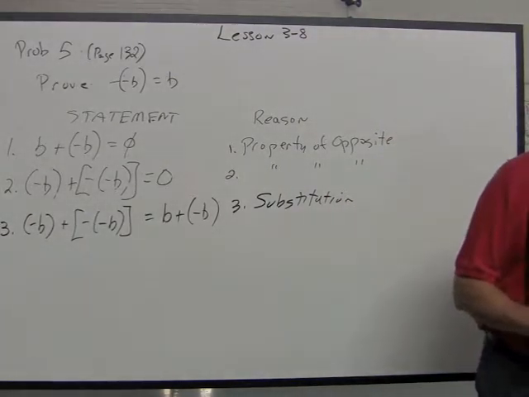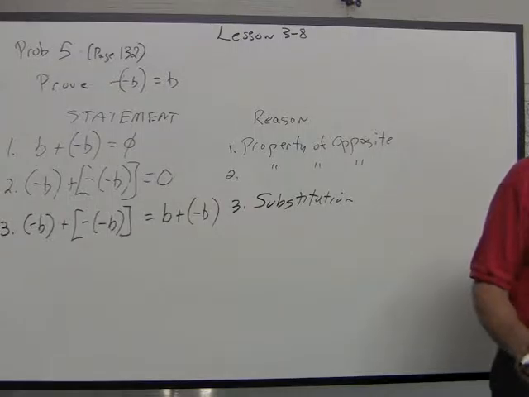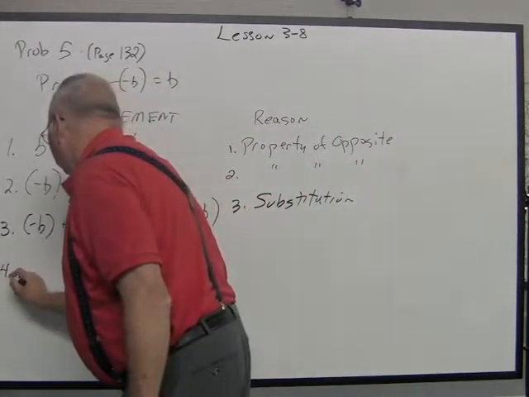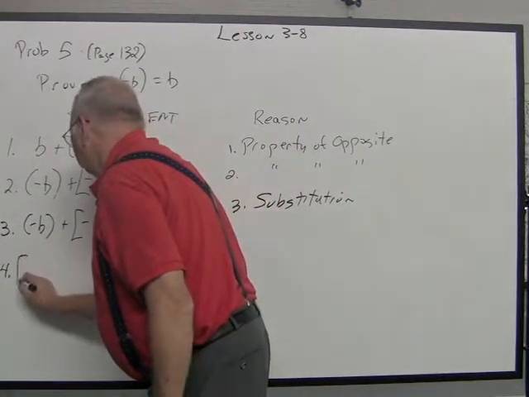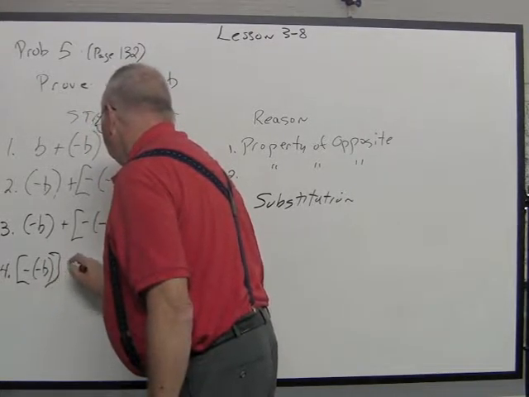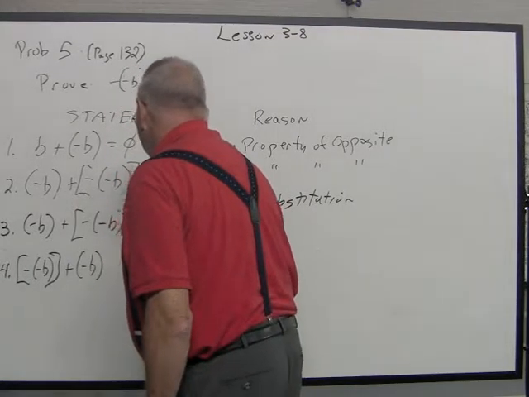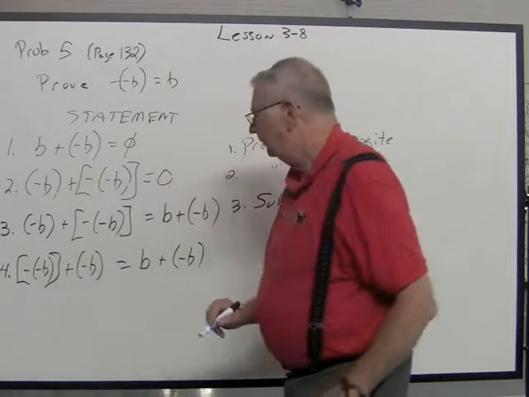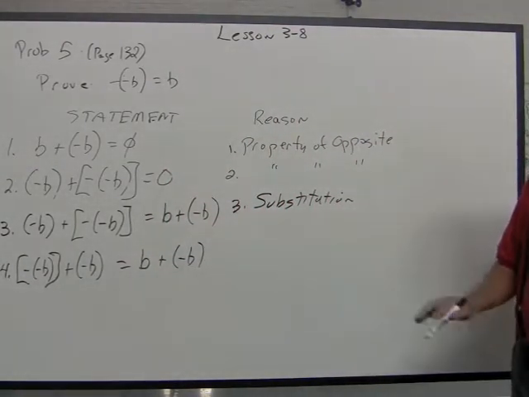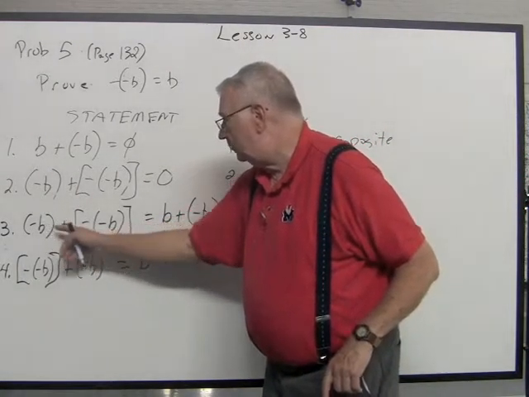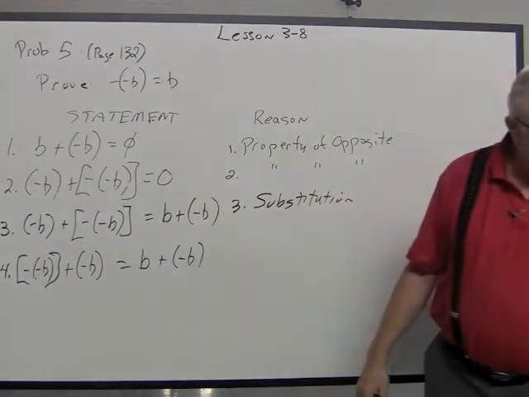Okay, now let's look at step 4 that they have. In step 4, they're taking this term, minus a minus b, plus a minus b, equals b plus a minus b. So step 4, I'll make sure that, so they're taking this term, putting it here, this term, putting it there. These two stay the same.